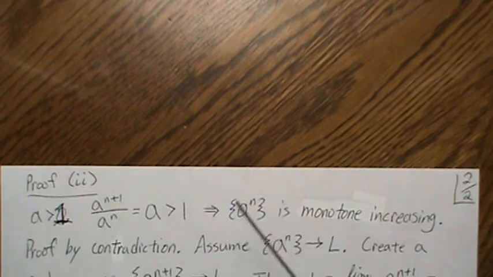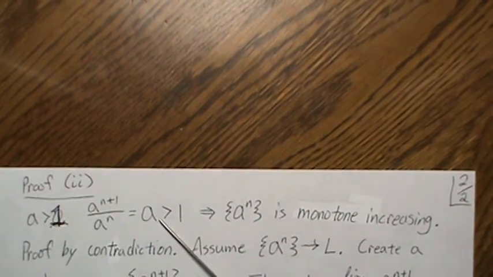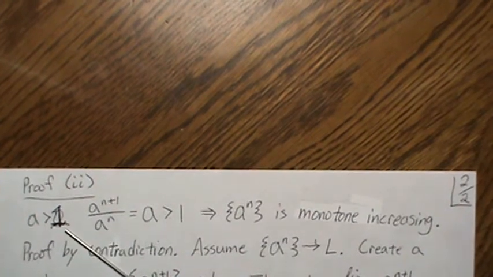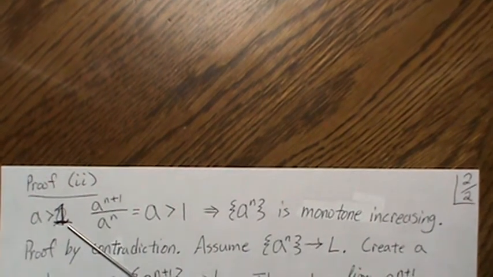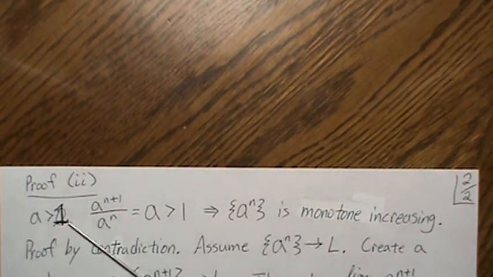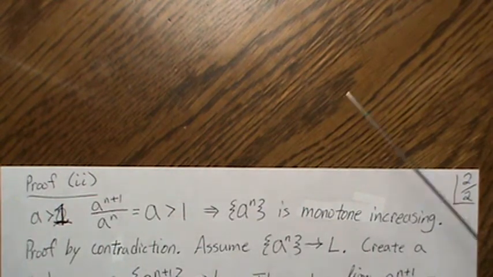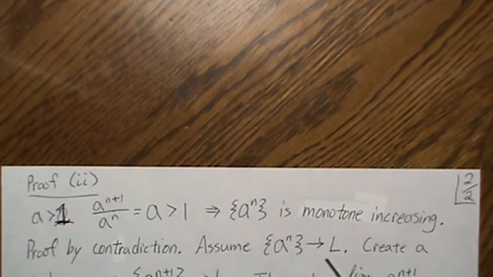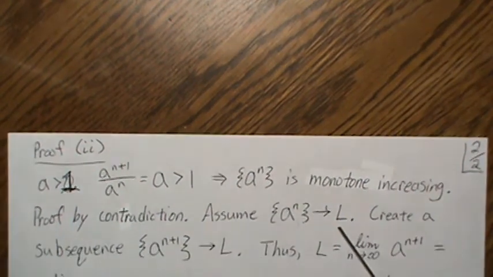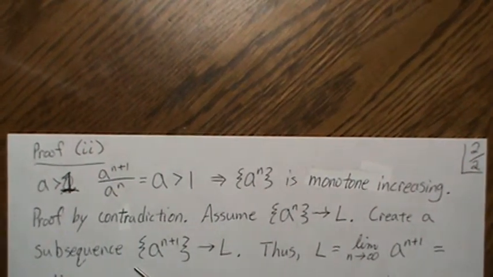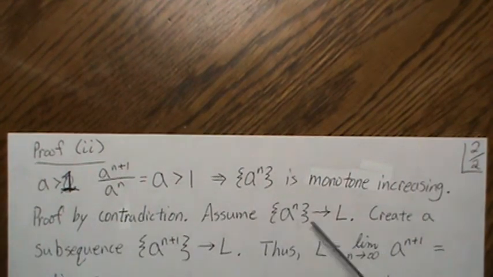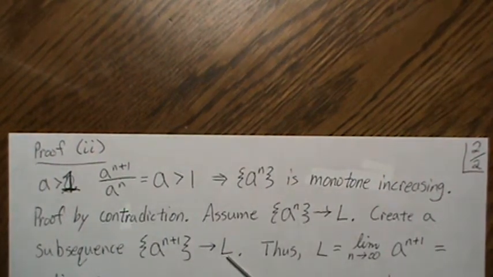Okay. Oh, and here's another point: if we look at this, we're starting out with A strictly greater than 1. So it's bounded below by 1. All right, and we know it's increasing, but we don't know if it has an upper bound or not. But we're going to assume that it does have a limit and call it L. Now we want to create a subsequence again, A to the n plus 1. And since this is a convergent sequence, we know that the subsequence converges to the same value.